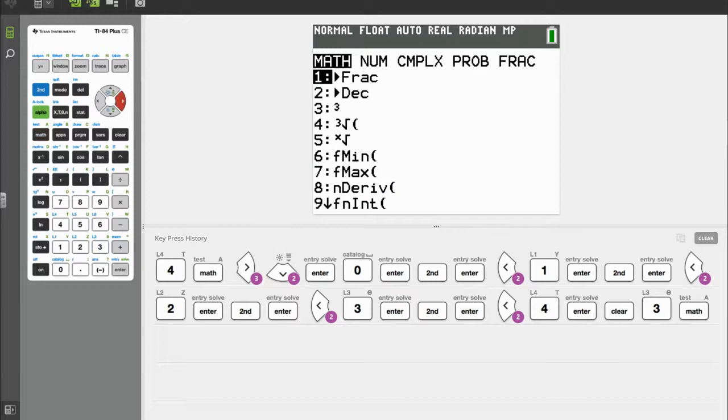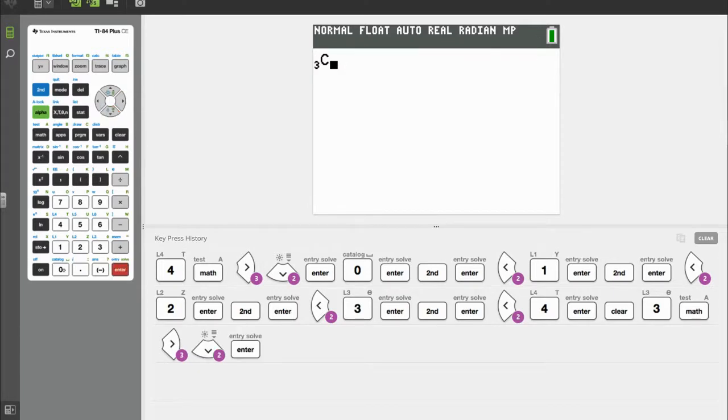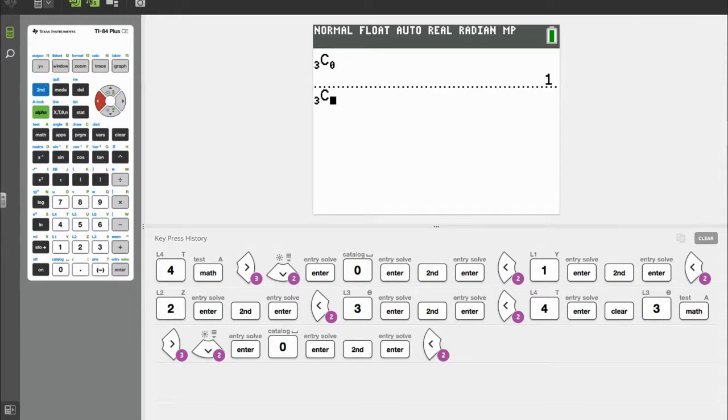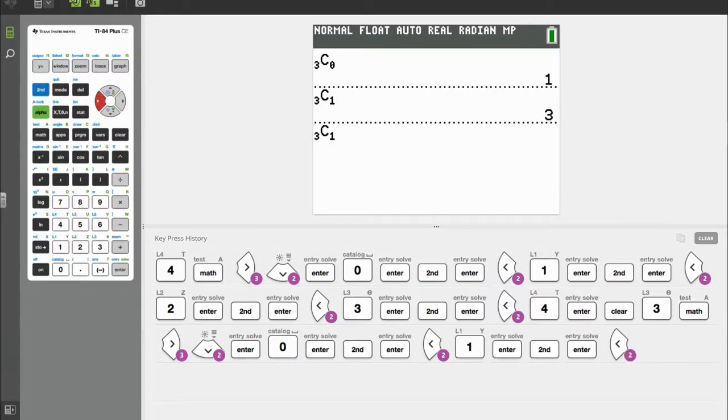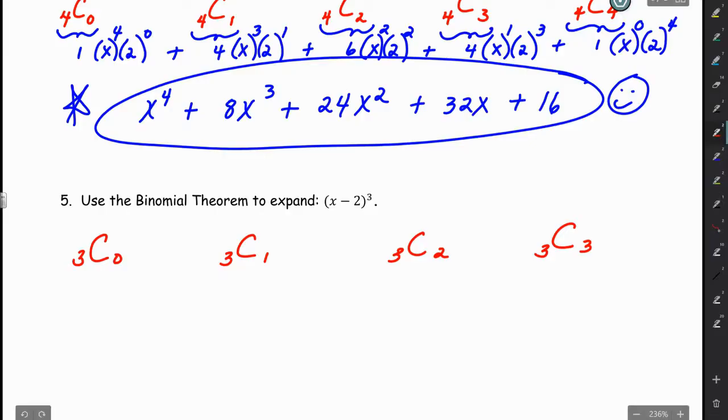3 combination, choose number 3, 0. We know it's going to be 1. We begin and end with 1. Second enter. So our coefficients are 1, 3, 3, and 1. So we're just going to fill that in right here: 1, 3, 3, and 1.